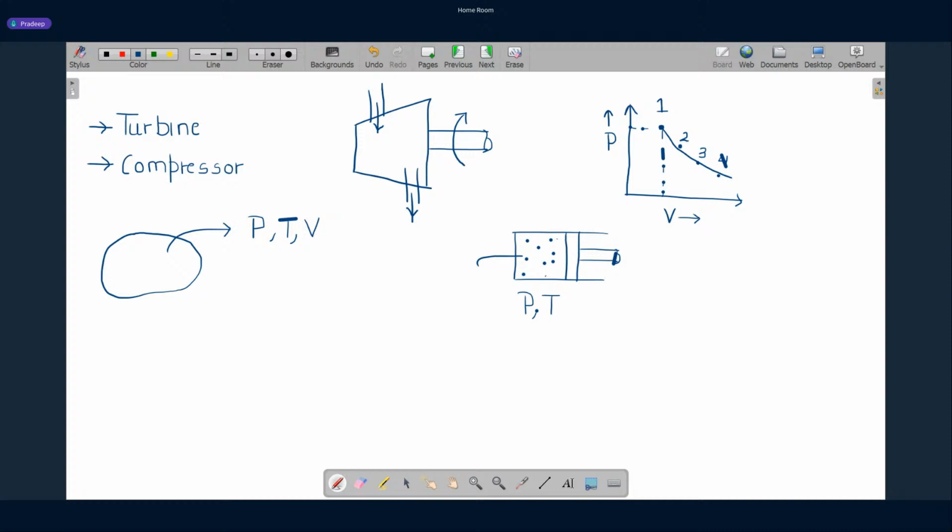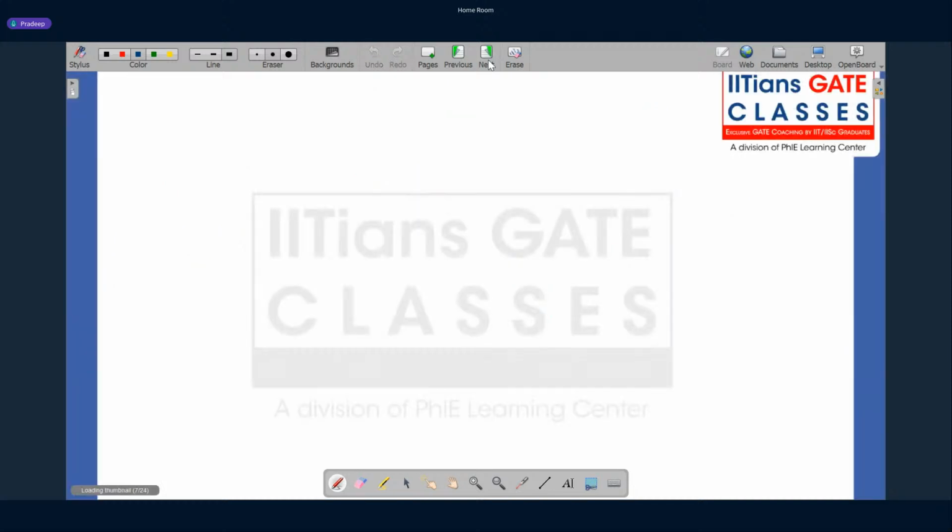Let's see, how do we calculate work transfer? What is work transfer in thermodynamics, and how do we calculate it? Let's go ahead. In order to understand the work transfer part, we talk about the displacement work. So what is the displacement work here? Let's take the same example and understand this again with that.